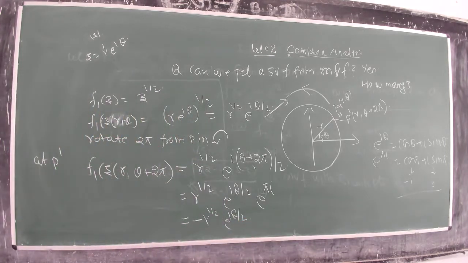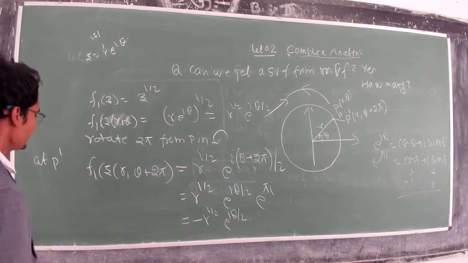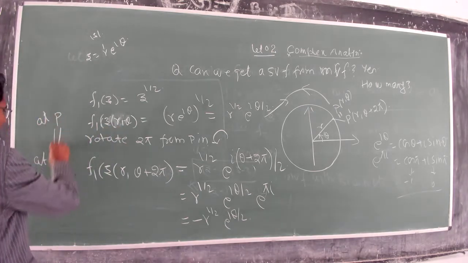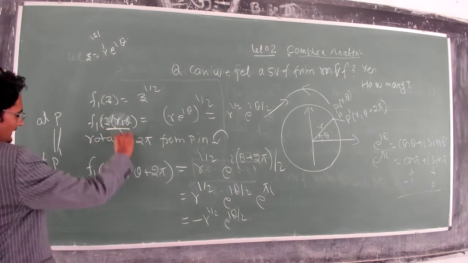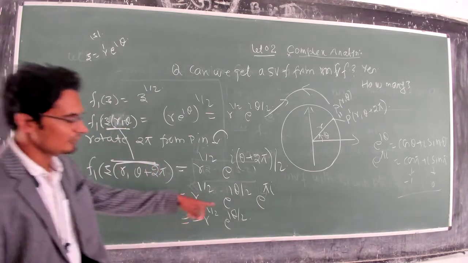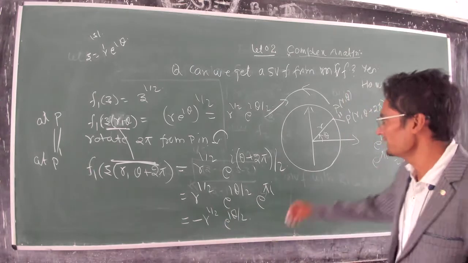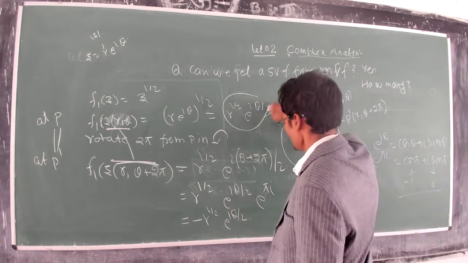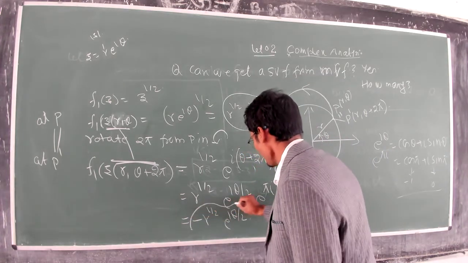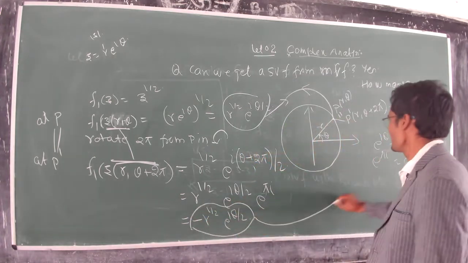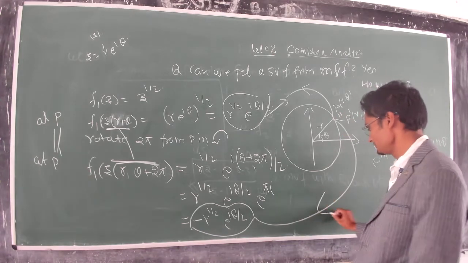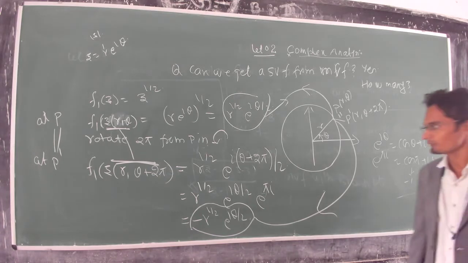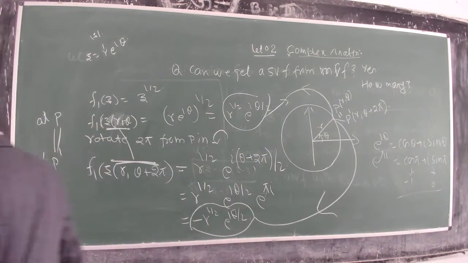Right? So what I am telling you, the point is same at P. P and P dash are same, but the value of the function changes. Meaning, at this point we had one value, and after 2 pi rotation, even though the point is same, you are getting a different value. Yes. This implies that this is a multi-valued function. Okay? So it's fine, right?